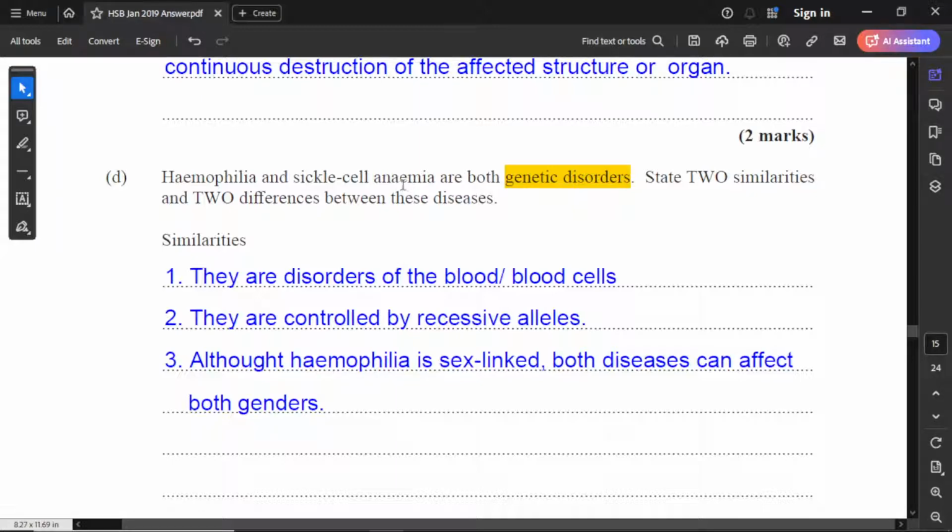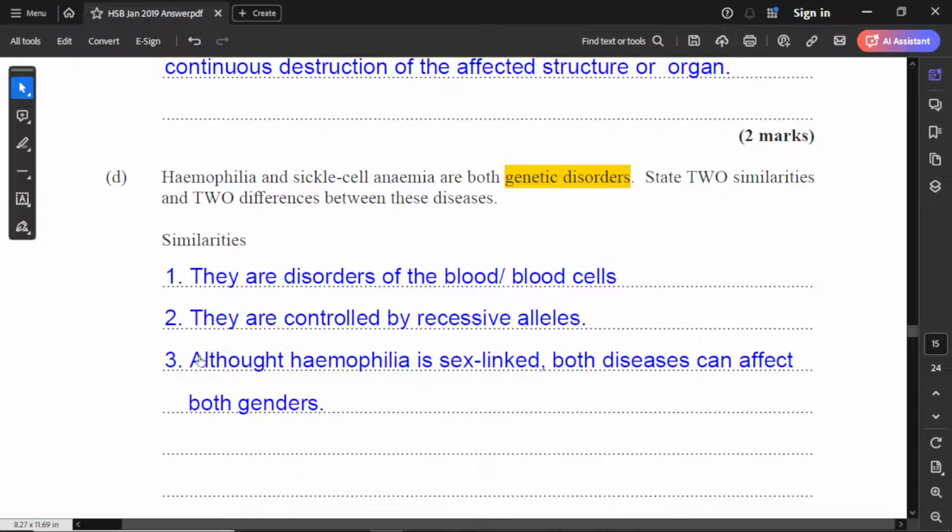And please, there's a difference between sickle cell anemia and anemia, because anemia is just the lack of hemoglobin due to the lack of iron. All right, so that's different. Do not mix them up. The similarities between both are that, one, they are disorders of the blood or simple disorders of the blood cells, and two, they are controlled by recessive alleles.